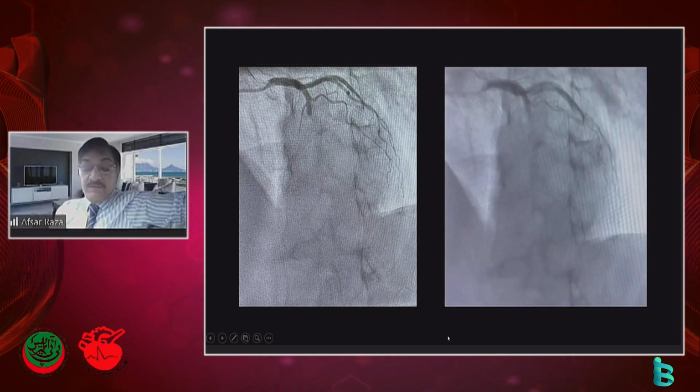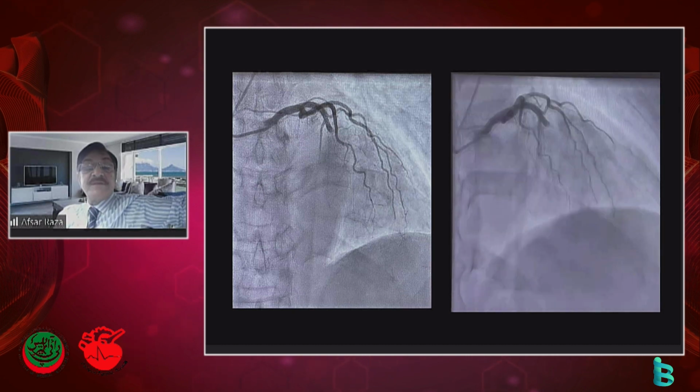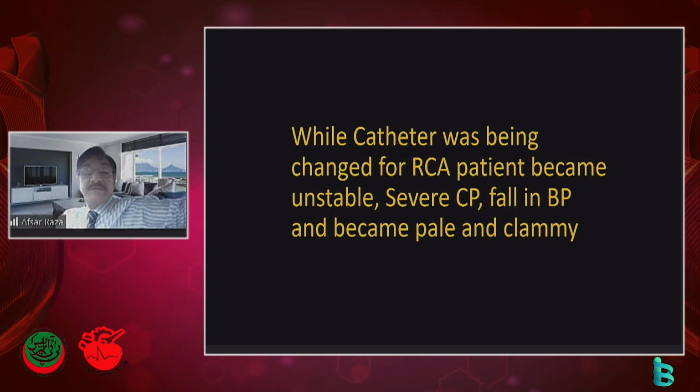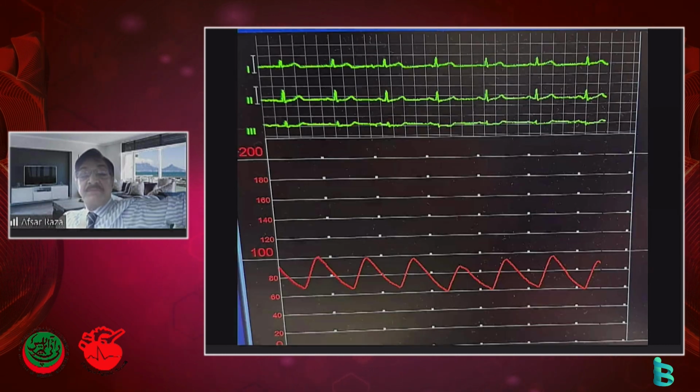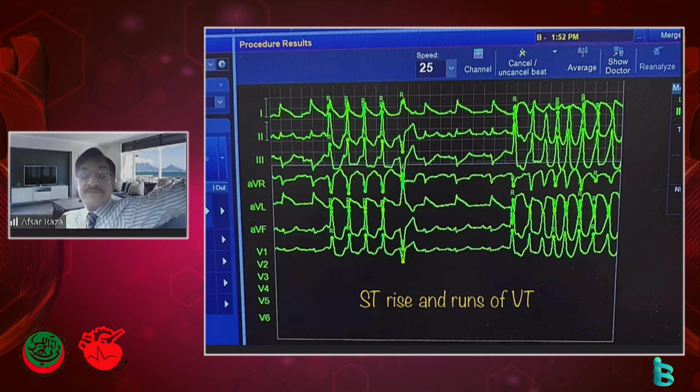And then before we proceeded, we were changing the catheter to the right coronary artery, and something happened. The patient became unstable, with severe chest pain and fall in blood pressure, and became pale and clammy. The patient started dropping her blood pressure and started having ST rise of more than 3 to 4 millimeters elevations. She was in shock, and she started having arrhythmias, VT spells.